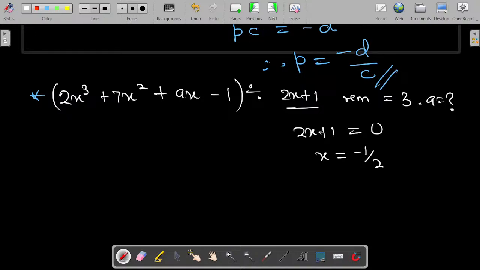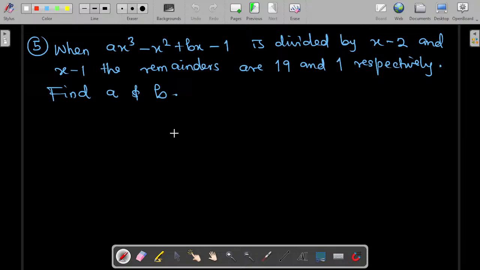Okay, so let's go to the next example. Look at this. This is also talking about remainder. It says when ax cubed minus x squared plus bx minus 1 is divided by x minus 2 and x minus 1, the remainders are 19 and 1 respectively. That means when you divide this by x minus 2, your remainder is 19. Let's interpret that first. You interpret it one after the other.